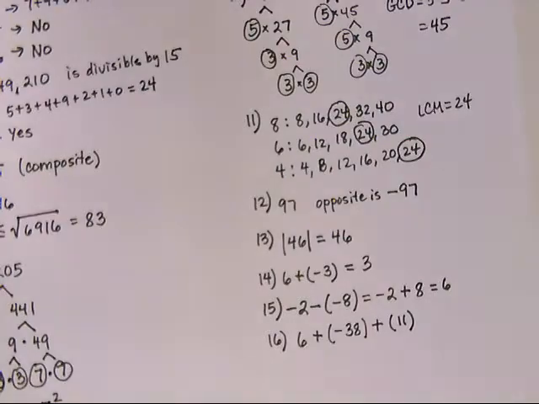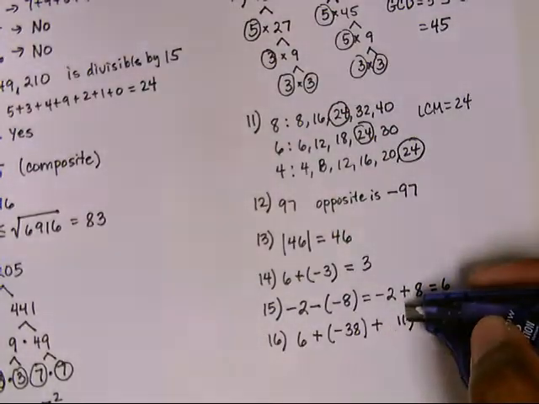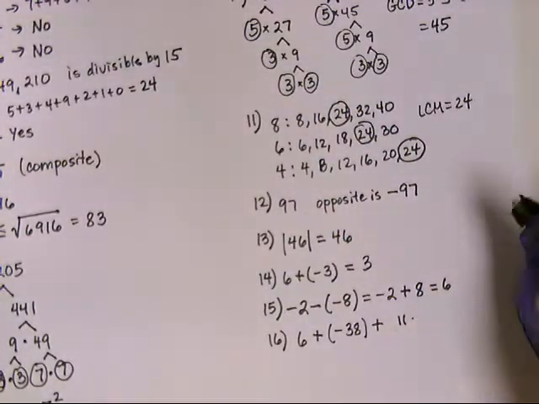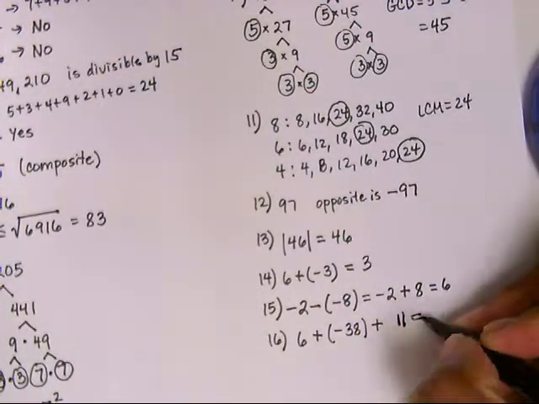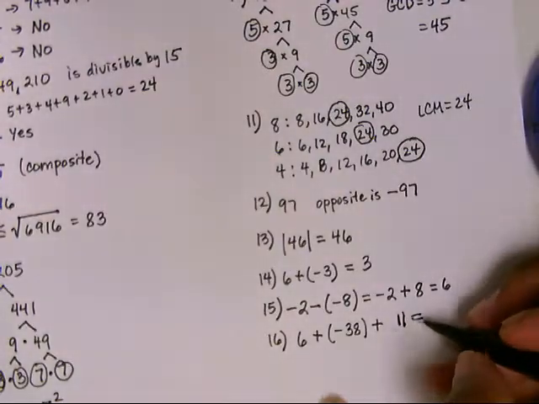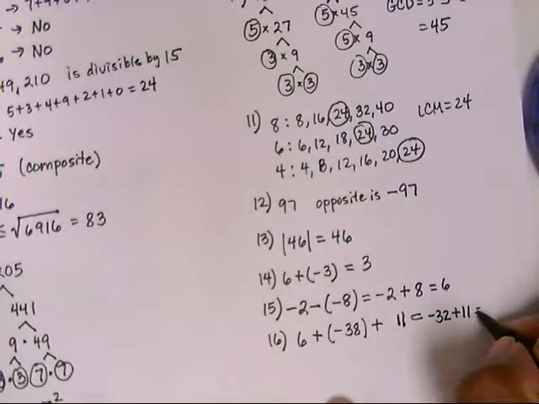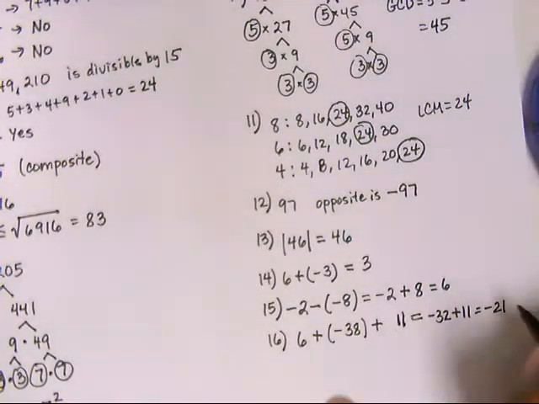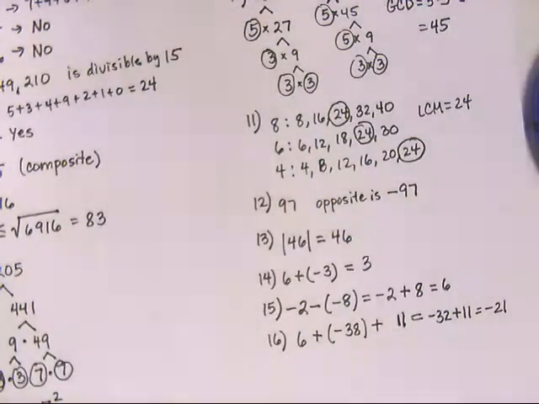In reality, you don't need the parentheses around the 11, so I can eliminate that. So you got 6 plus negative 38 plus 11. Now 6 plus a negative 38 will give you negative 32. Negative 32 plus 11 will be a negative 21. So the number that represents the total net yardage would be negative 21.